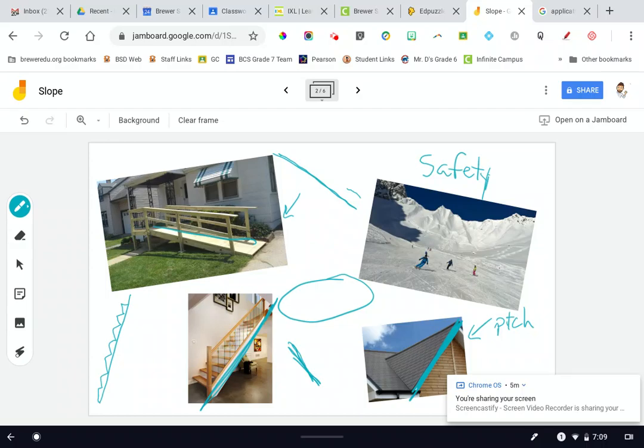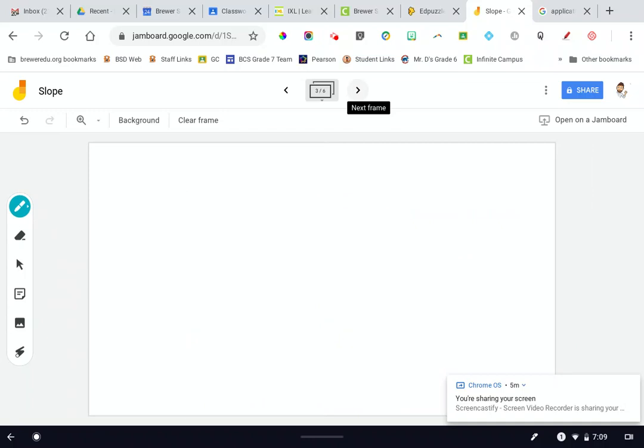So let's talk about finding slope. Okay. How to find slope.